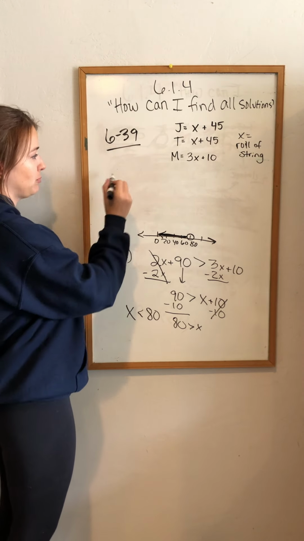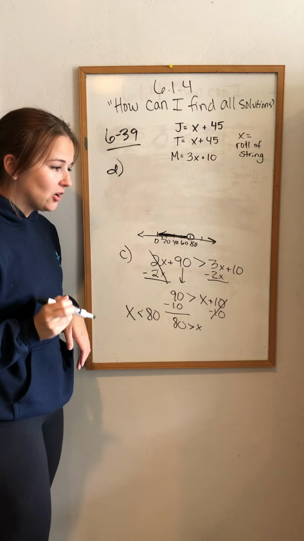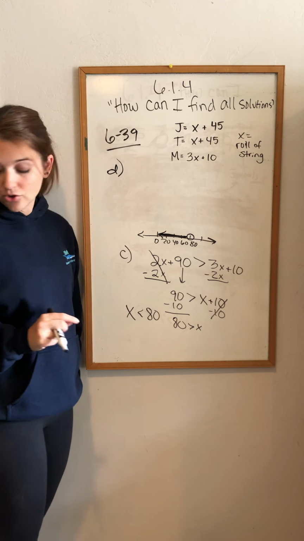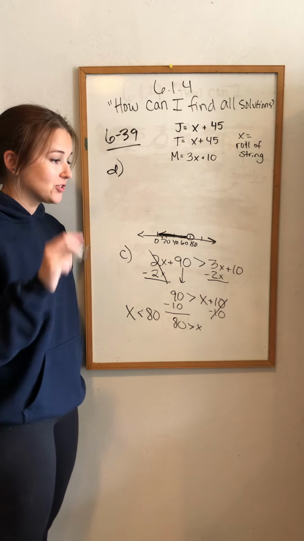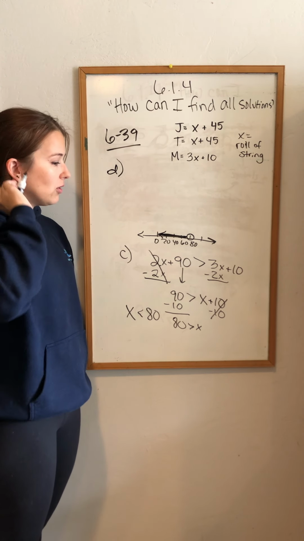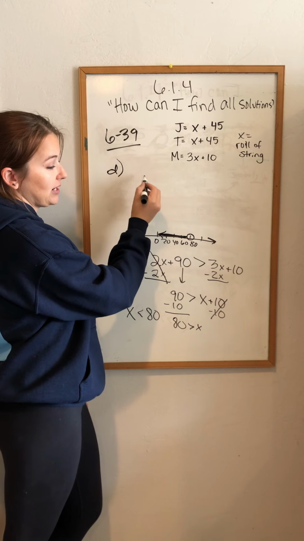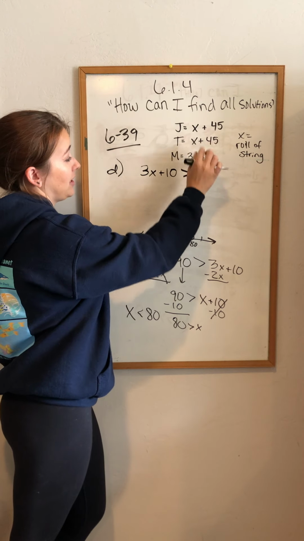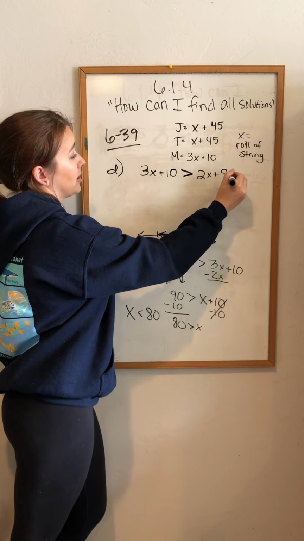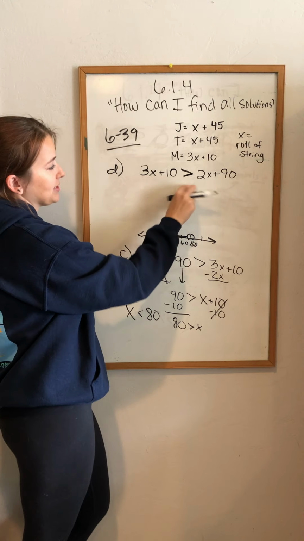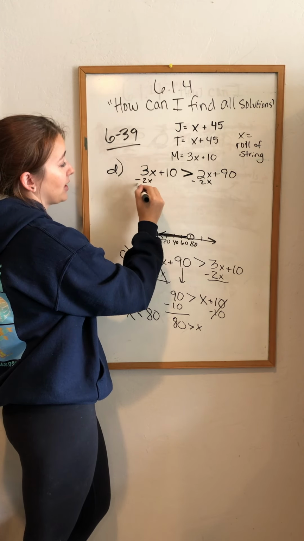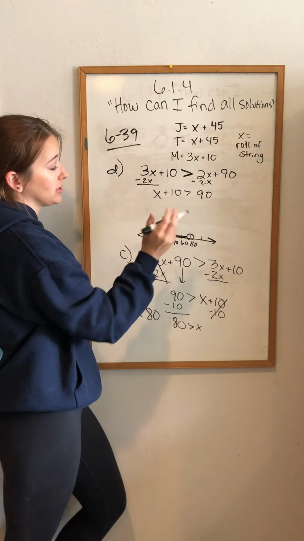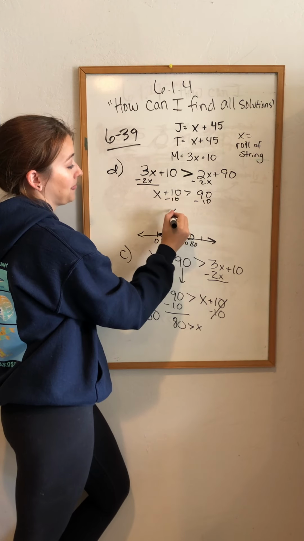Okay. Part D. How long does a roll of string have to be for Morgan to be able to fly her kite higher than Jordan and Terry's kite? Show your answer as an inequality and on a number line. So for this one, here's my inequality: 3x plus 10 has to be greater than their 2x plus 90 that we had before. So once again, I'm going to move this 2x over, because I want x all by itself on one side. x plus 10 is greater than 90.